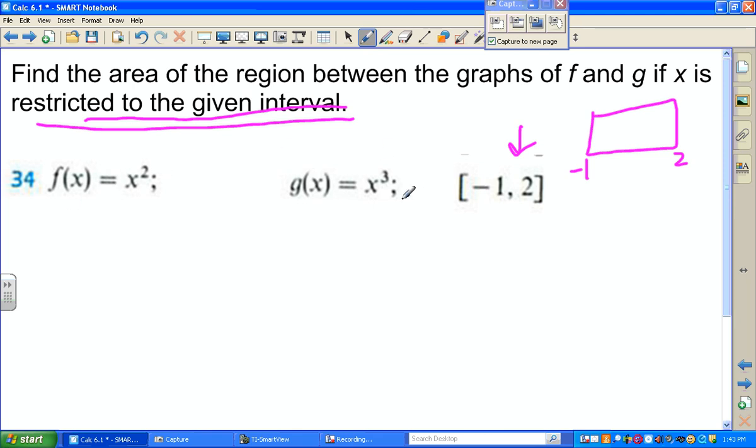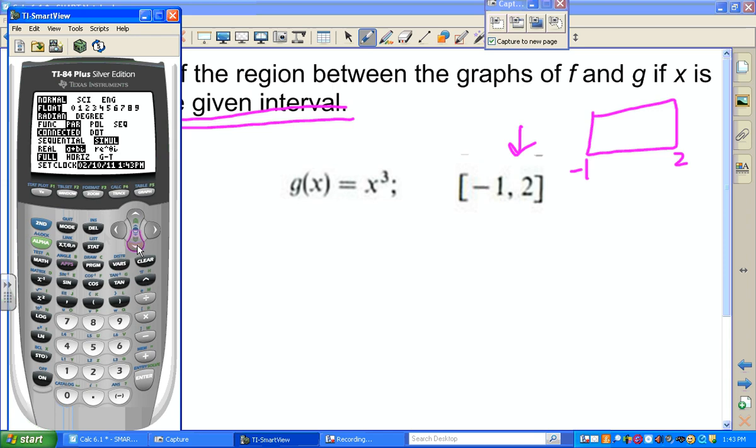So I'm going to, hey, didn't we do this one? No, we didn't. Oh, I know. Never mind. It looks familiar. I'm going to go back to function mode, and I'm going to put in y equals x squared first. Got to have a picture, x cubed. We did the same equations, but on a smaller window.